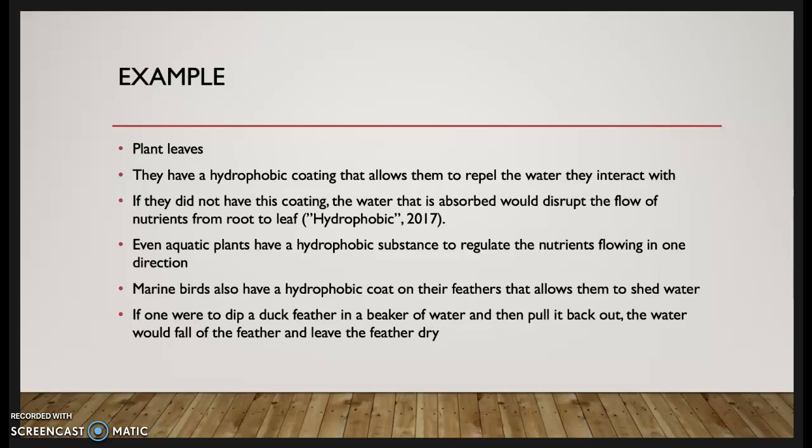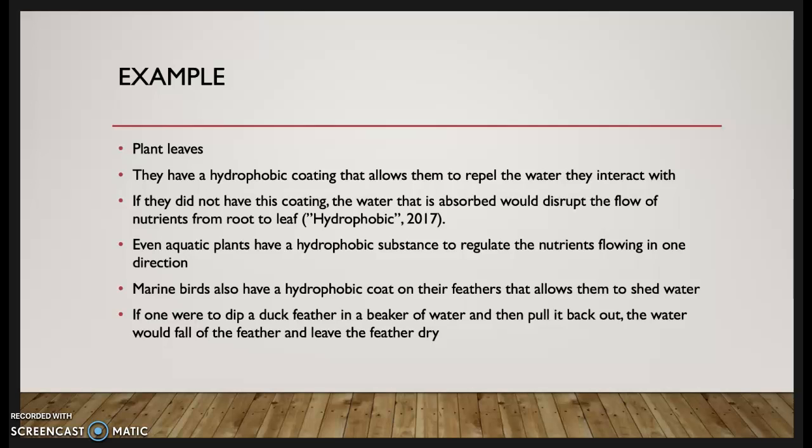An example of a hydrophobic substance would be plant leaves. They have a hydrophobic coating that allows them to repel the water they interact with. If they did not have this coating, the water that is absorbed would disrupt the flow of nutrients from root to leaf. Even aquatic plants have a hydrophobic substance to regulate the nutrients flowing in one direction.